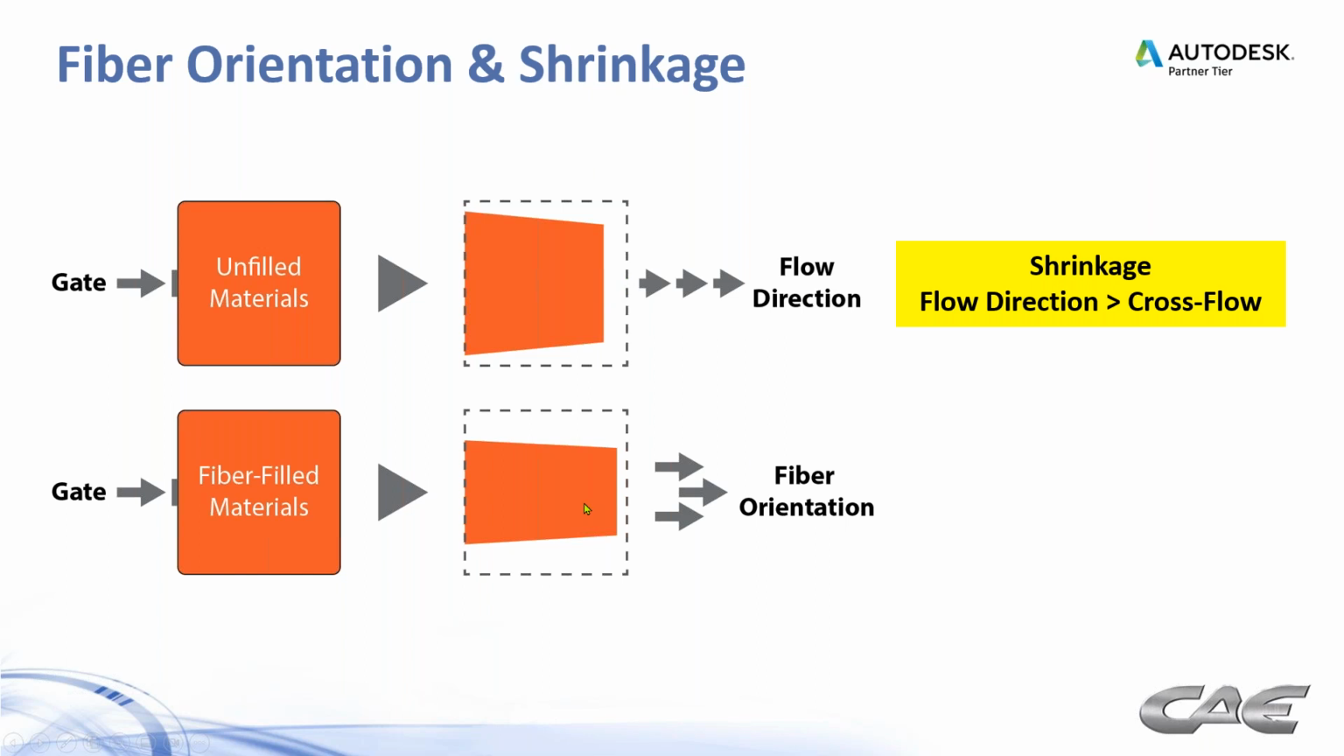And we see the areas that are closer to the gate don't shrink as much as the areas farther from the gate. But when we go to fiber filled material, notice now we have much greater shrinkage in the cross flow direction or cross fiber direction than we do in the fiber direction. So these fibers act as little sticks. So it's not going to shrink as much in the direction of those fibers as it is cross fiber. And again, we have the effect of less shrinkage near the gate because it's seeing higher pressure than farther from the gate.